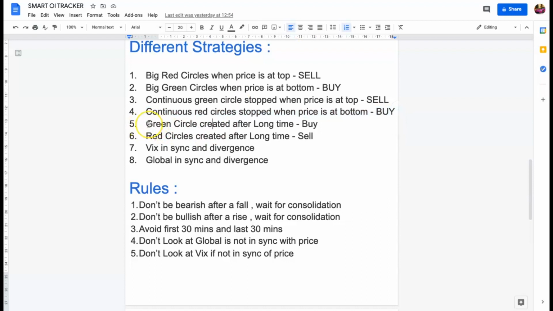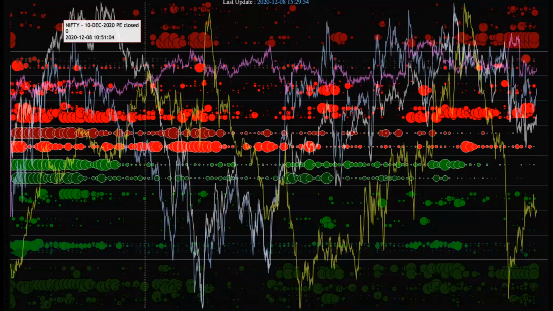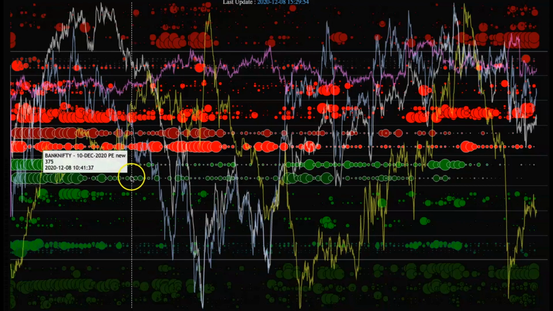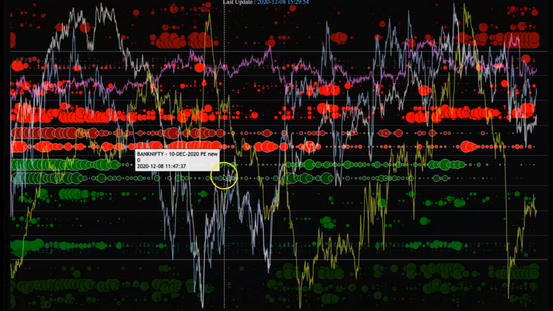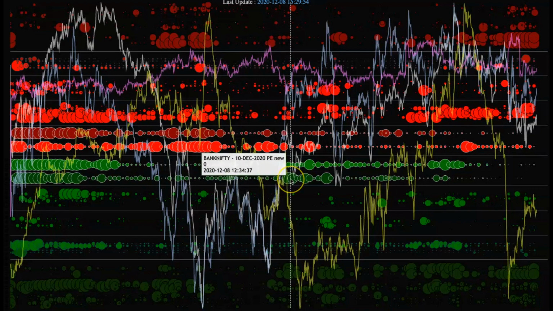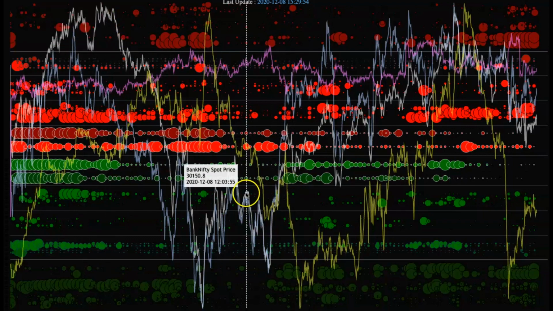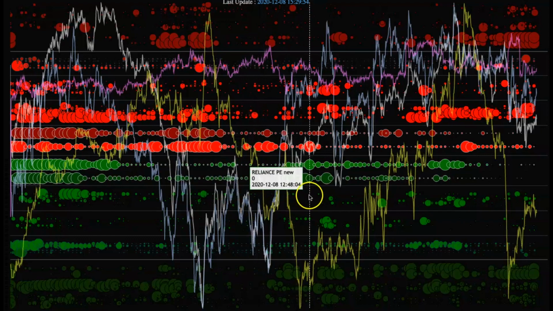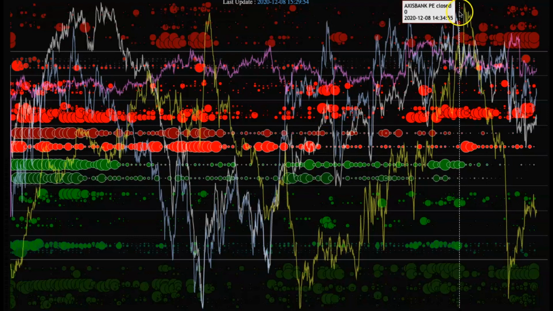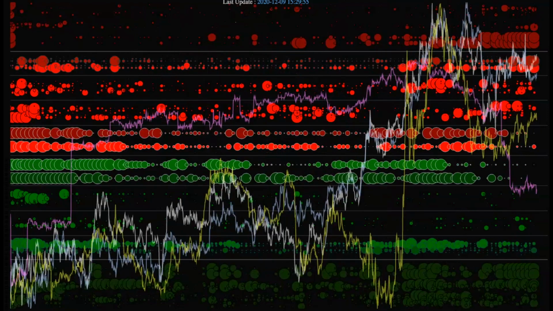The fifth point is the green color circle created after a long time. For this setup there shouldn't be any green color circle for a longer time. Here we can see for the past 1 or 2 hours there is not much big green color circle, and suddenly the green color circle is being created. That is put option sellers selling the put option. Also the market is in a downtrend. After the downtrend some people are selling put options heavily. That's why the market is going up. So that is the logic behind that.